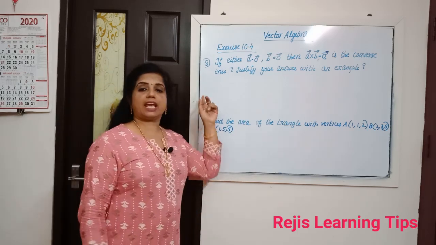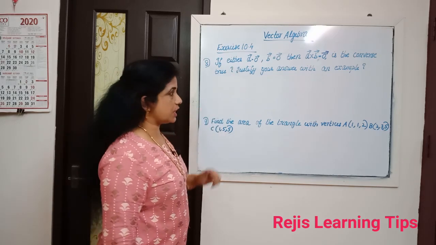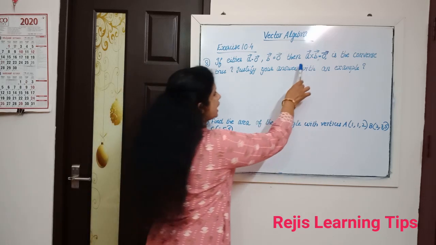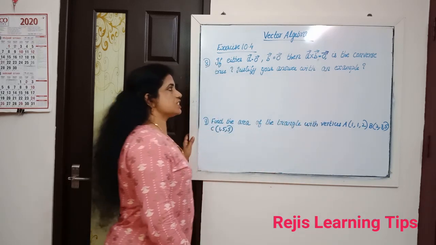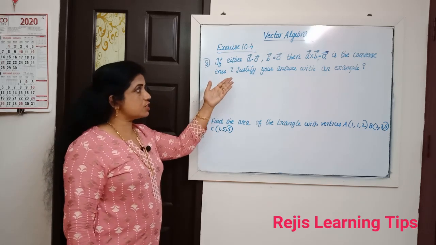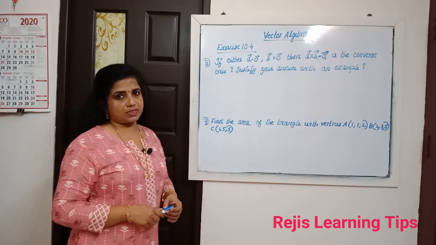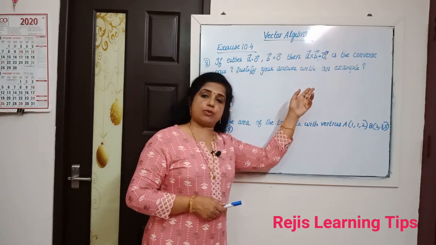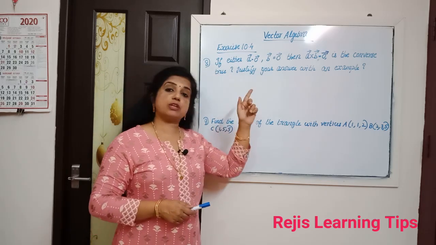Exercise 10.4, 8th question. If either vector A is equal to the zero vector or vector B is equal to the zero vector, then A cross B is equal to the zero vector. Is the converse true? Justify your answer with an example. We already know that if vector A is equal to 0 and vector B is equal to 0, then A cross B is equal to 0. The converse means that if A cross B is equal to 0, it is not necessary that vector A and vector B should be 0.